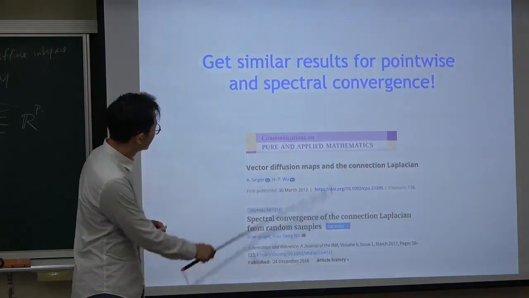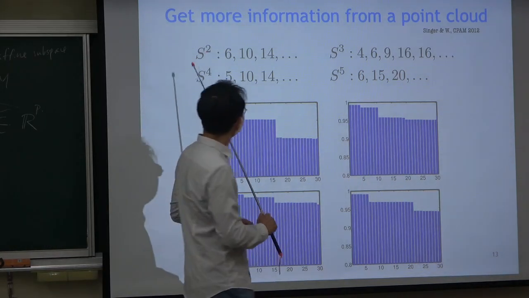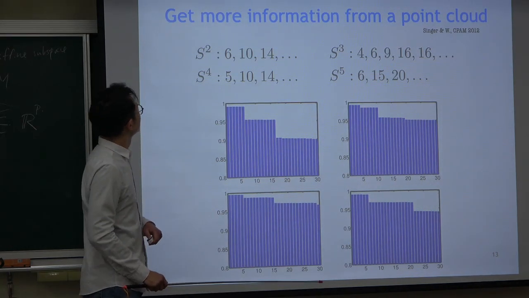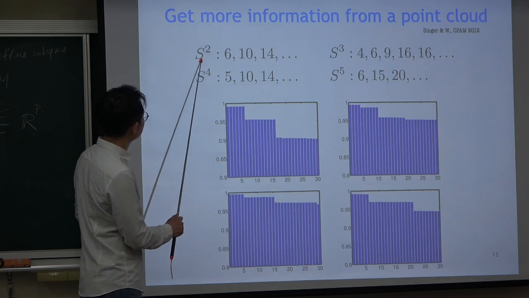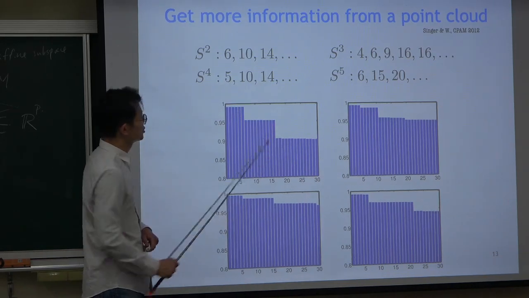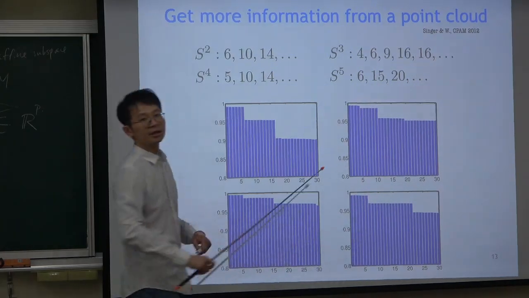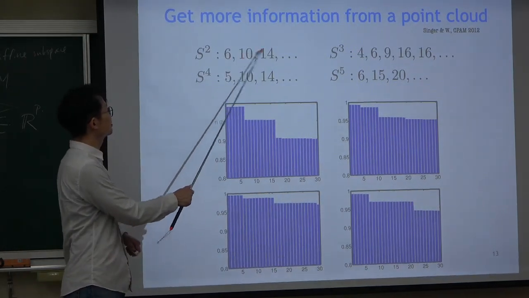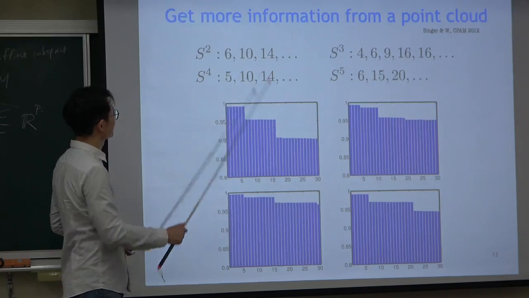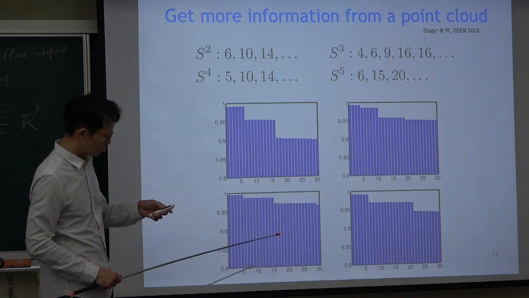And you can see the theoretical results in these papers, as I mentioned. Okay, and this is the simulation. For example, in S2, you get 6, 10, 14. These are the multiplicities of different eigenvalues, which is very beautiful. Then S3, S4, S5. And why do you get 6, 10, 14, which sounds a bit weird? That is because of the complex structure. S2 is a Riemann surface, so you can get some extra things, which is quite nice, isn't it?